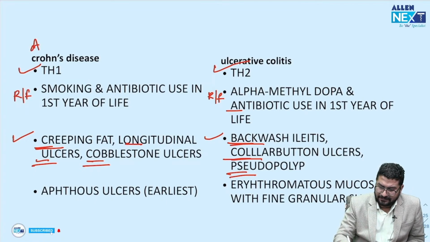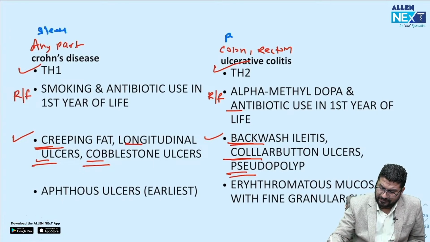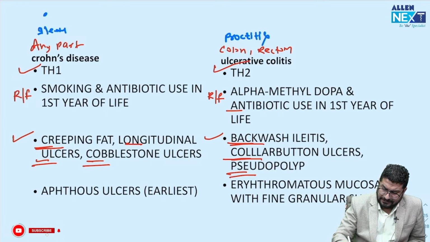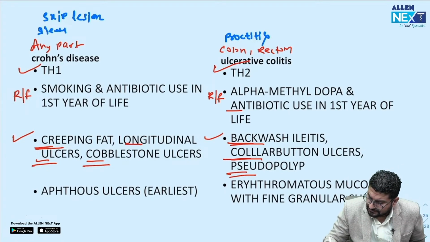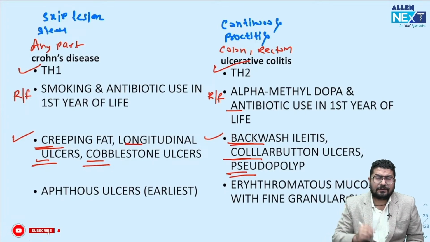Crohn disease can involve any part, and ulcerative colitis will involve only the colon and rectum. The most common site here is involvement of the ileum, and here the most common will be proctitis. Here lesions are skip lesions in nature. Here lesions are continuous.